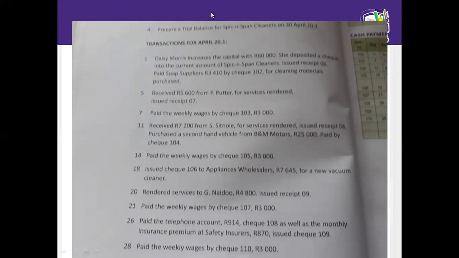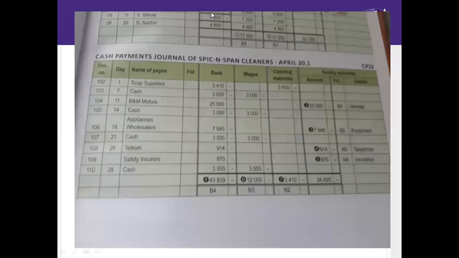Right, both of them you need to pay. If you pay something, it must go to the CPJ. Okay, let's just take the telephone one first so you guys can see. So remember, it's now the telephone, CPJ, 914 Rand on the 26th, and it's going to be check 108. So look there on the 26th, check 108. It's Telkom that you pay for the telephone bill of 914 Rand in bank, and it's with sundry accounts because it's for telephone and there's not a telephone column.